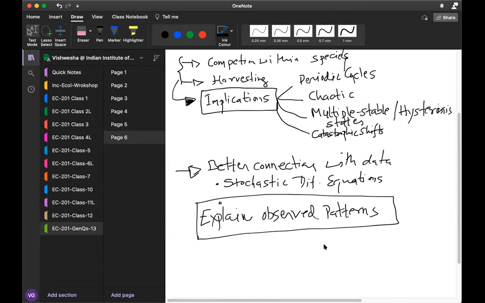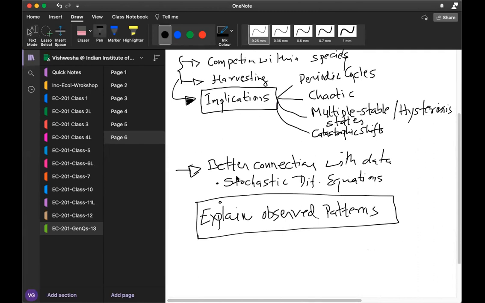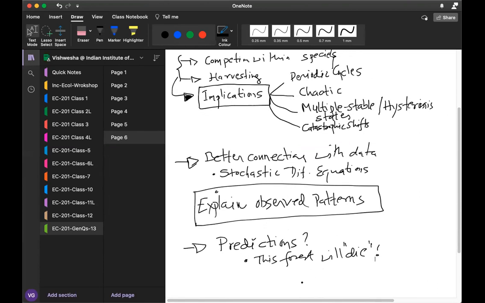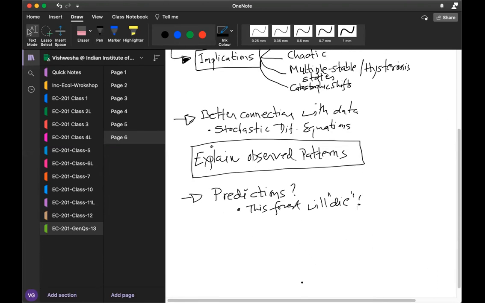Again, we need to think better. One is implications, broad implications. The second one is to explain the observed patterns, and being more ambitious, can you actually make predictions? For example, can you say that this forest will die off? Of course, what is die is a subjective question. You know, this forest will undergo this kind of behavior. Can you use mathematical models and develop this further to make predictions?